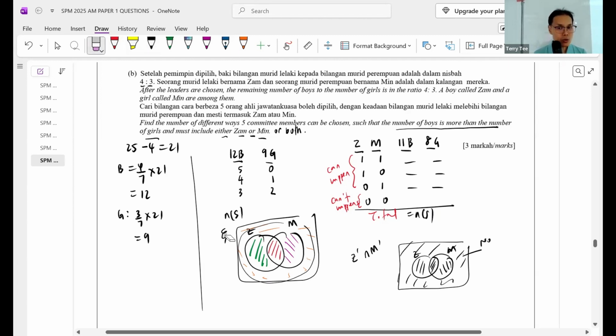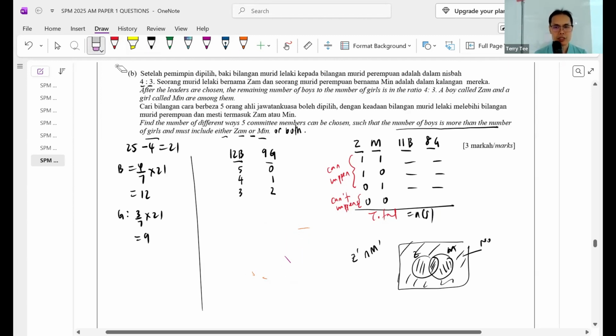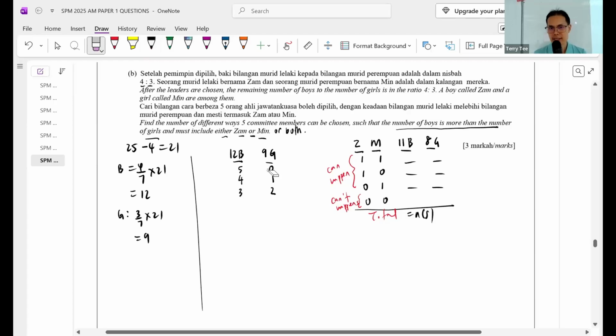Okay. What is total, guys? What is total? Total without condition. Okay, let me just continue on. Without condition means I don't consider Zam and mean. I just do this. What is your total number of ways such that you have more boys than girls? Okay, 12 boys choose 5, 9 girls choose none. Some more, 12 boys choose 4, 9 girls choose 1. Some more, 12 boys choose 3, 9 girls choose 2. Can we count this?